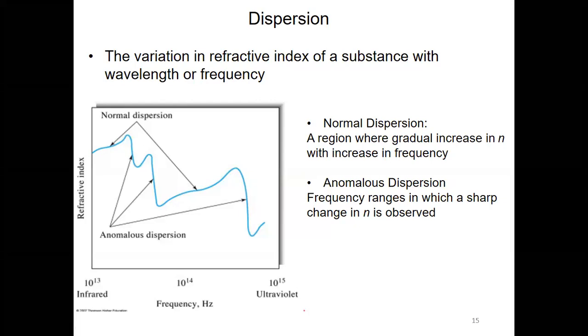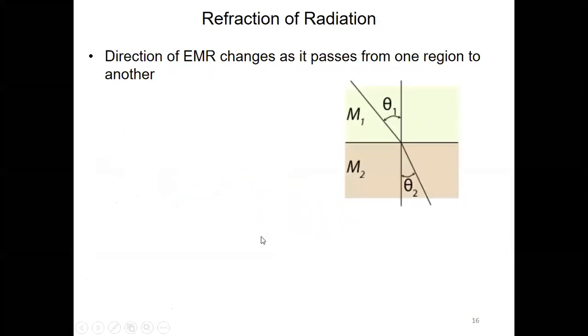And anomalous dispersion means, look at these sharp changes. In this range, the refractive index changes very sharply. So in that frequency range, when there's a sharp change in the refractive index, anomalous dispersion happens, right? And the refraction of radiation is another.